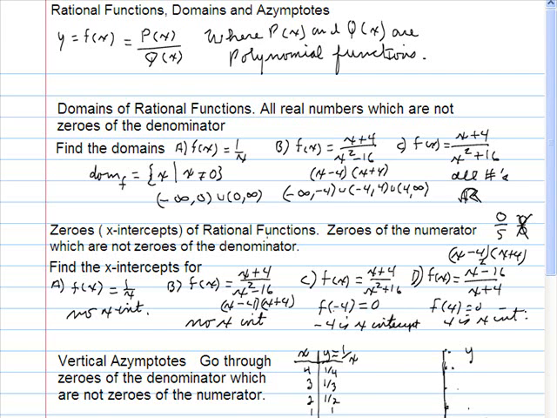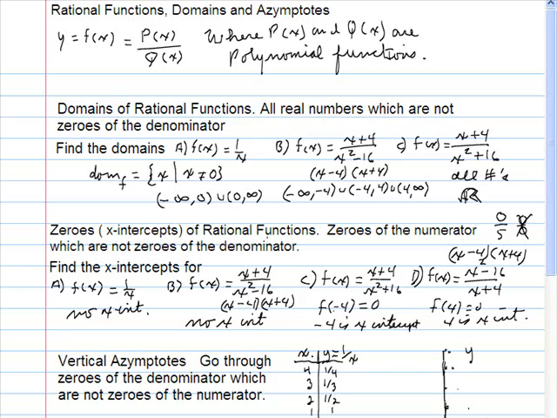So we've talked about domains, we've talked about intercepts or zeros of functions. Let's talk about vertical asymptotes. And to help with this, we're going to actually graph the function f of x is 1 over x. And I've made a table of values for it right here. And it's a pretty easy table of values.